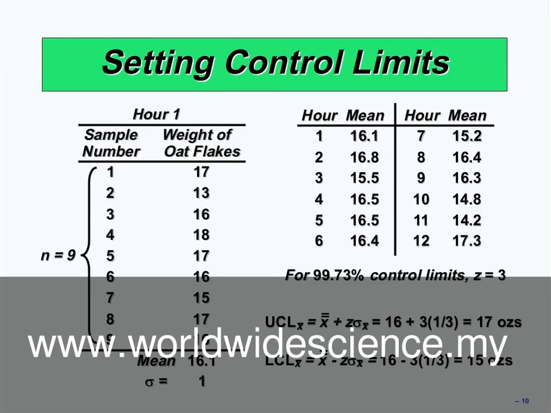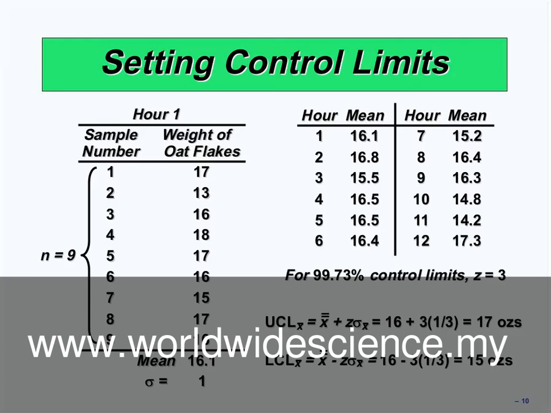Cup number 1 is, for example, 17 ounces. It's a unit of weight, ounces. Okay. Cup number 2 is 13 ounces. Cup number 3, the weight is 16. Cup number 4, 18. Number 5, 17. Number 6, 16. Number 7, 17. Number 8, 17. And number 9 is 16. We should calculate the mean of these 9 cups. The mean is 16.1. If you sum up these 9 numbers and divide by 9, you get this number, 16.1. Okay.